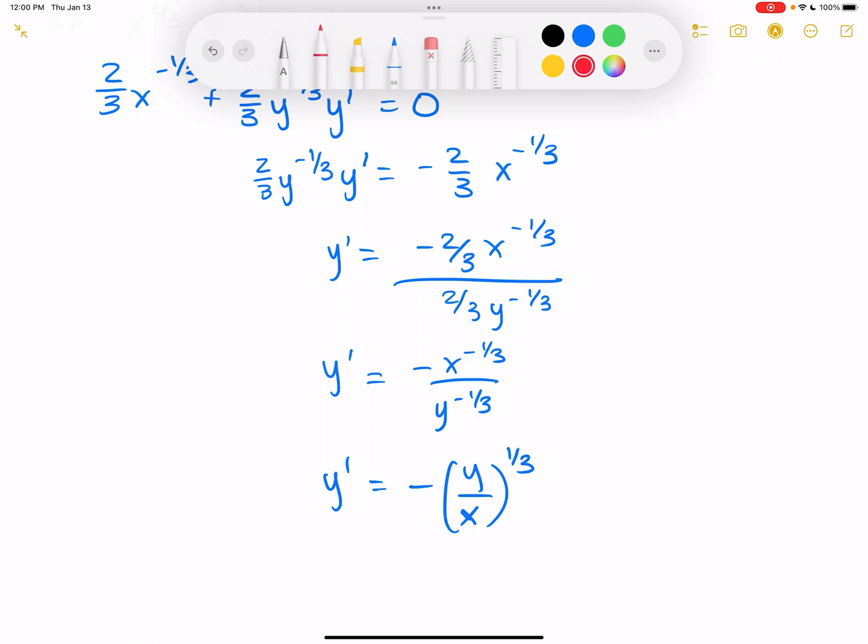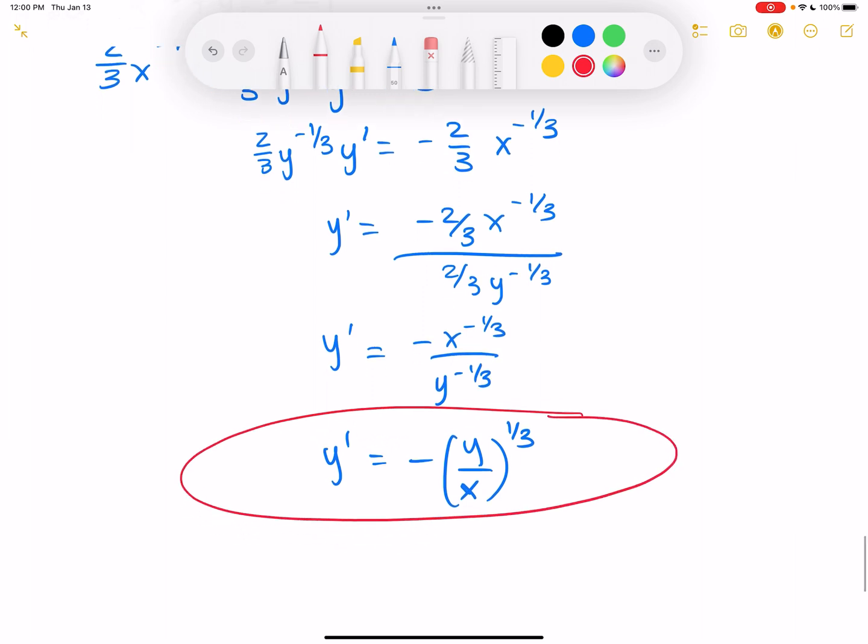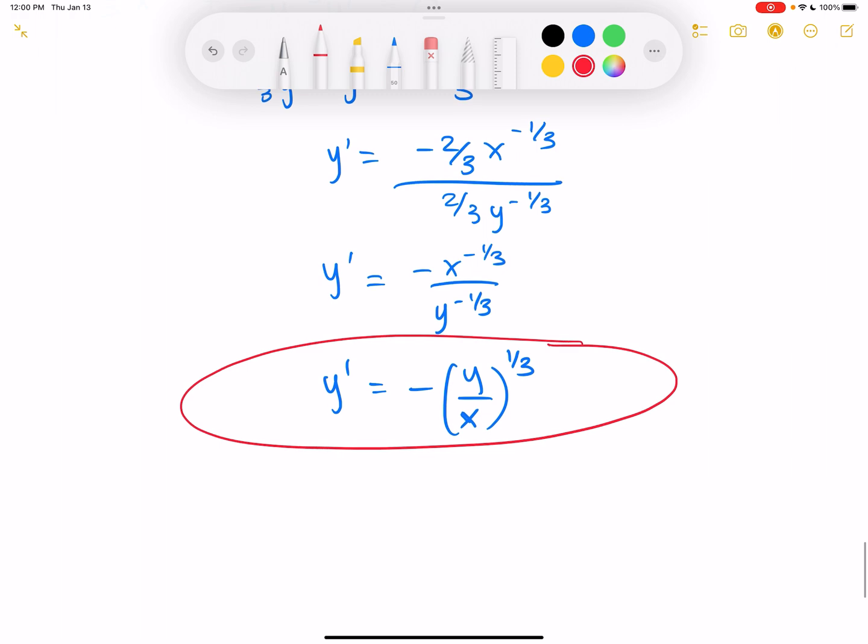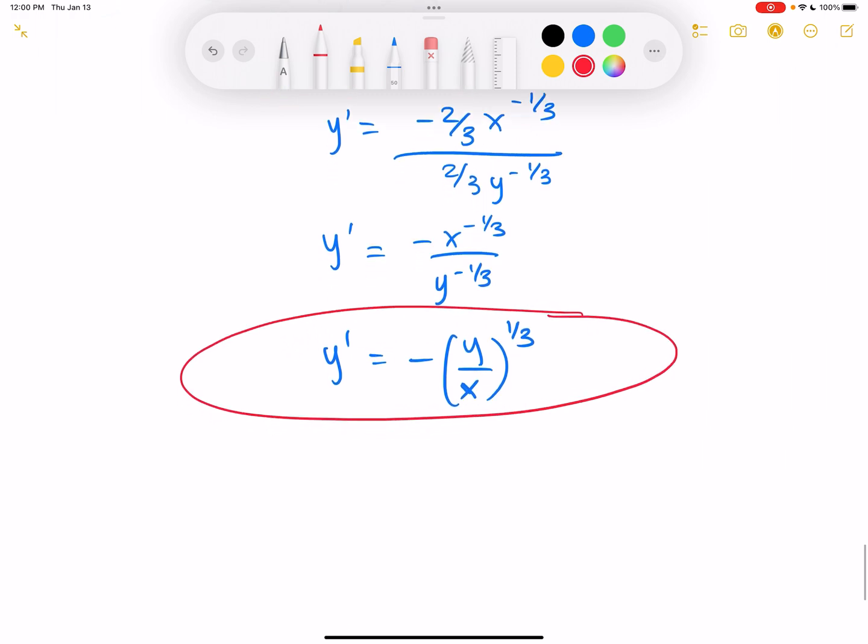And just because there's going to be so much going on, I'm going to circle that. And then we take the double prime. Yeah, so now we're going to take the derivative again. So then that's y over 9. That's a quotient inside of a chain rule. So it's 1/3 negative y. Make sure you keep that negative out front.